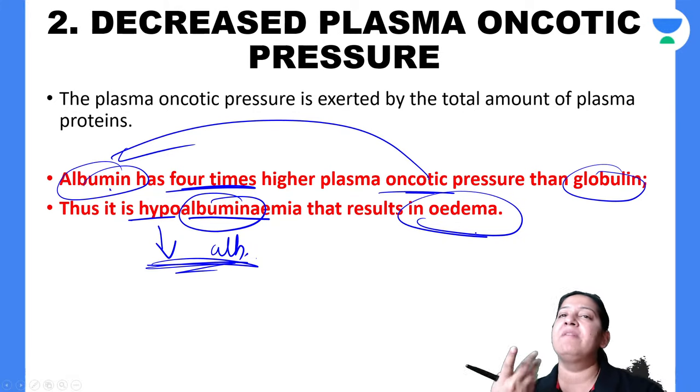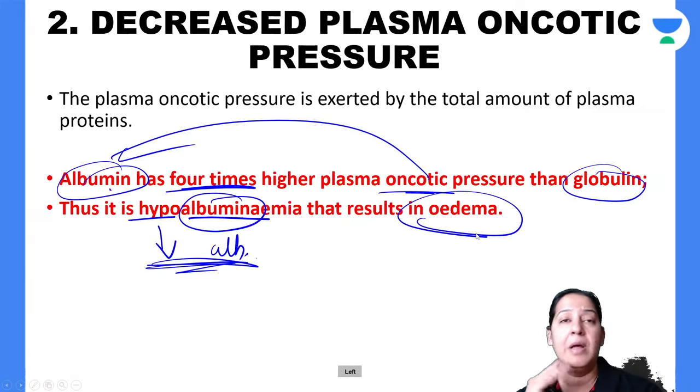Now, why will the blood albumin fall? What is the normal range of protein?